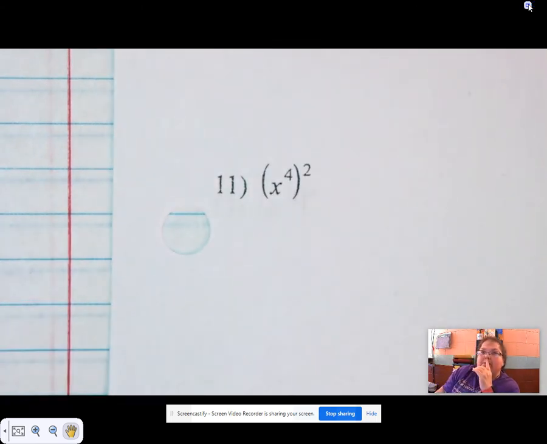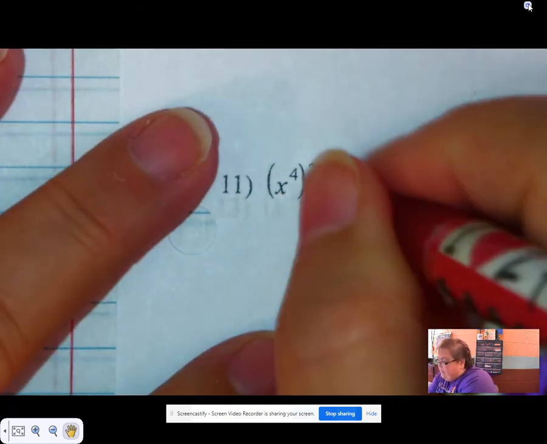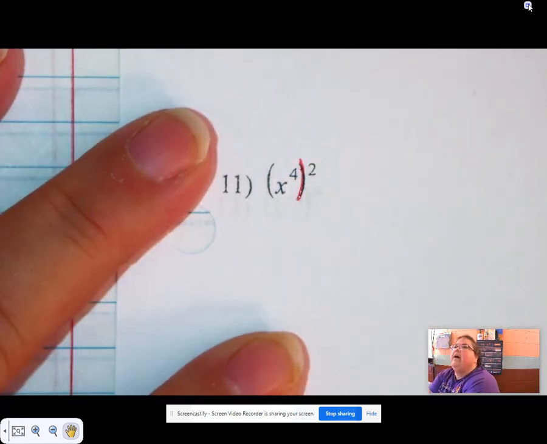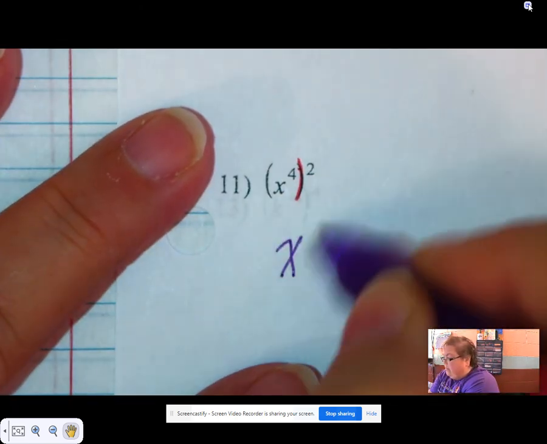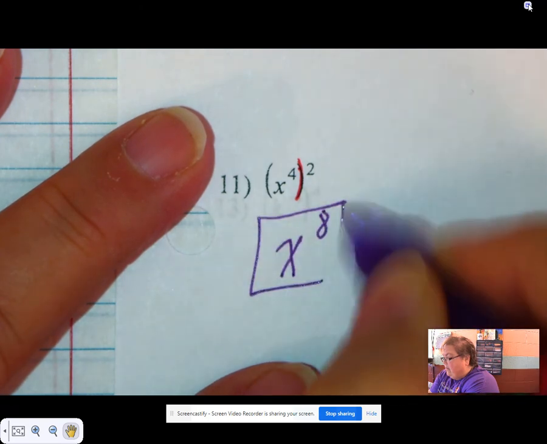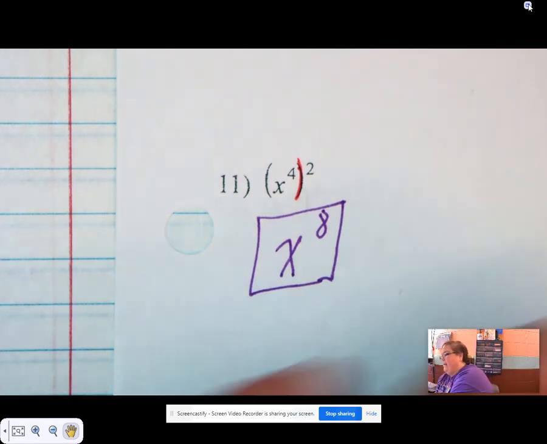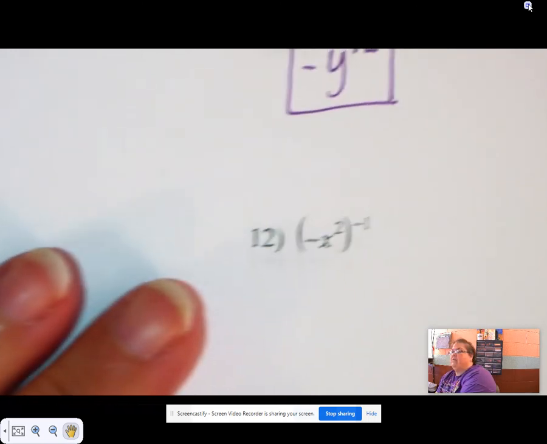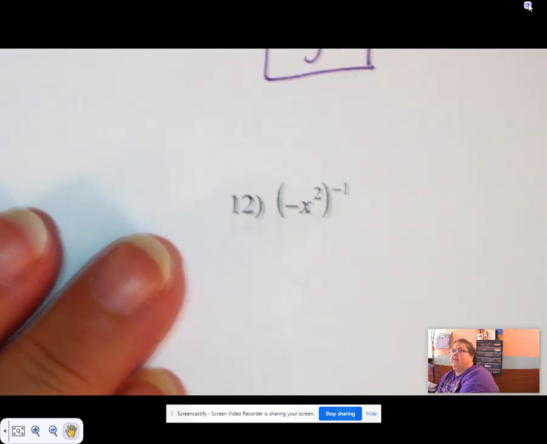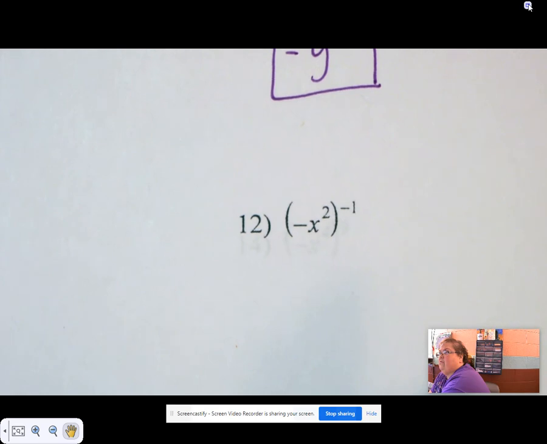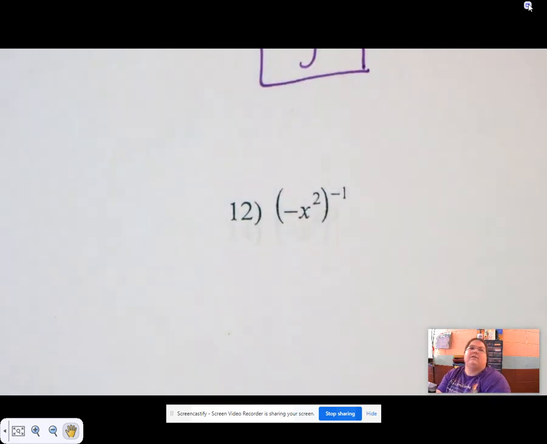Austin J, what's the answer? X to the 8th power. Fantastic. 4 times 2 is 8. It's all good and pretty. Number 12. When you get your answer, I'm going to let you raise your hand if you want to tell me what your answer is.